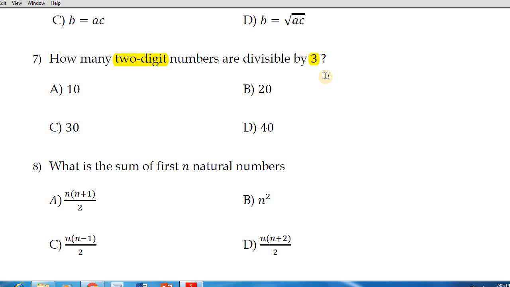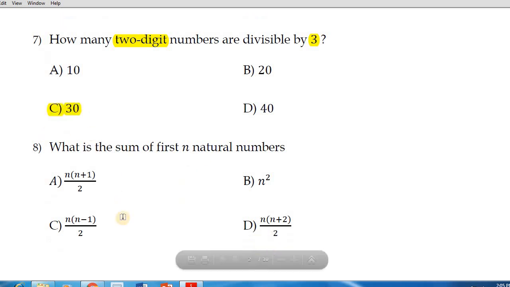That is 12, 15, and so on up to 99. Next use an equals a plus n minus 1 into d and find the n value. A value will be 12, d value will be 3 and the last term an will be 99. So easily you will get the n value. The n value gives the total number of 2-digit numbers which are divisible by 3. So here the correct option is C, that is 30.